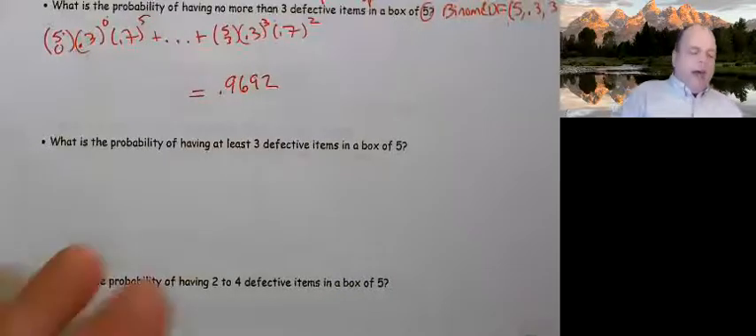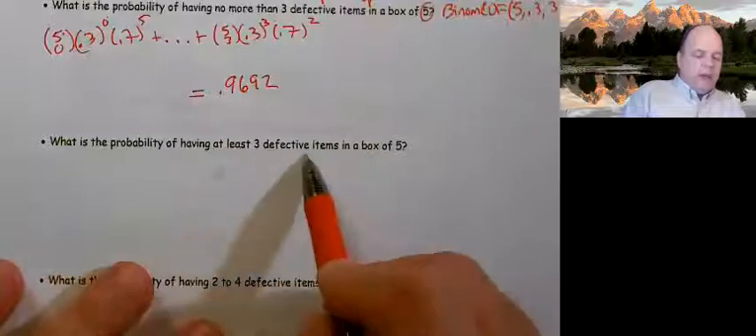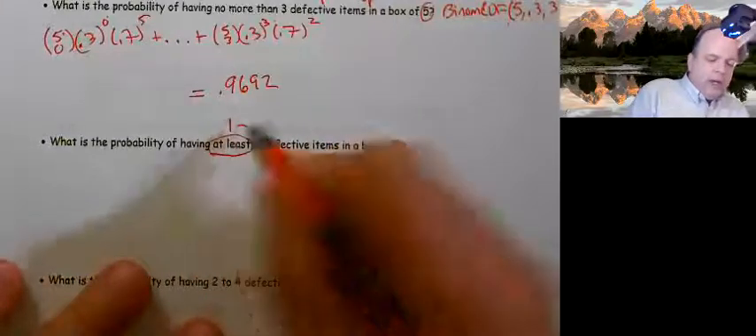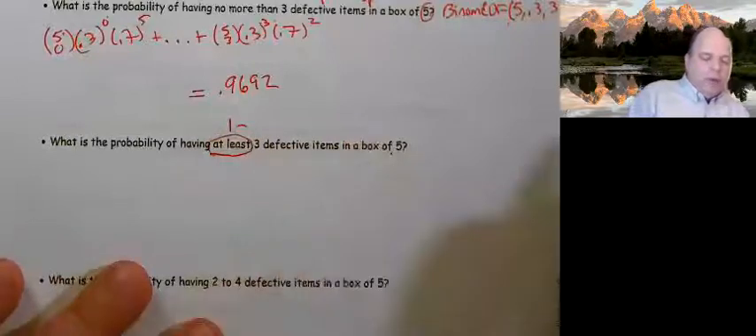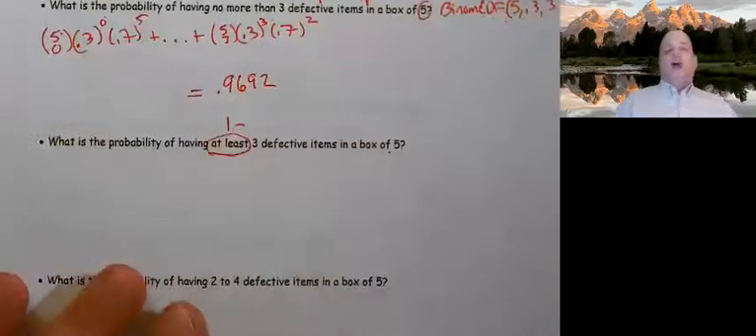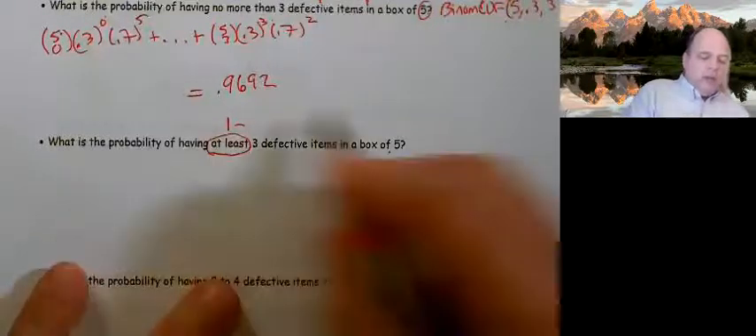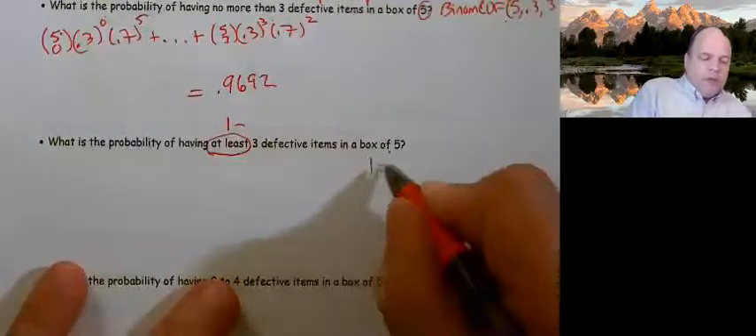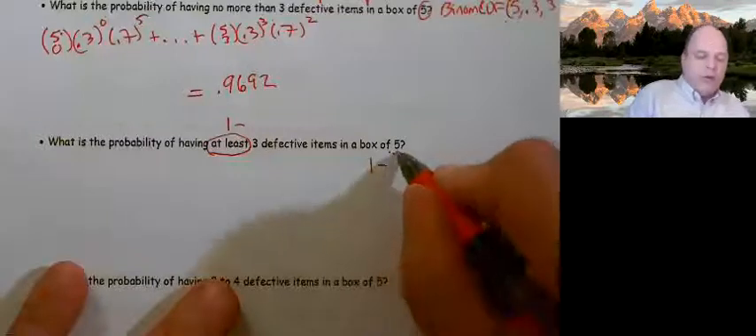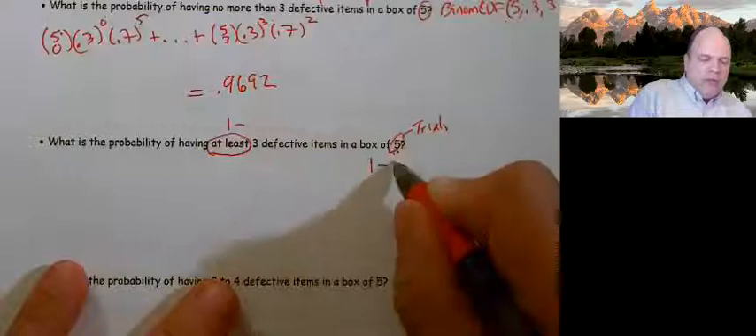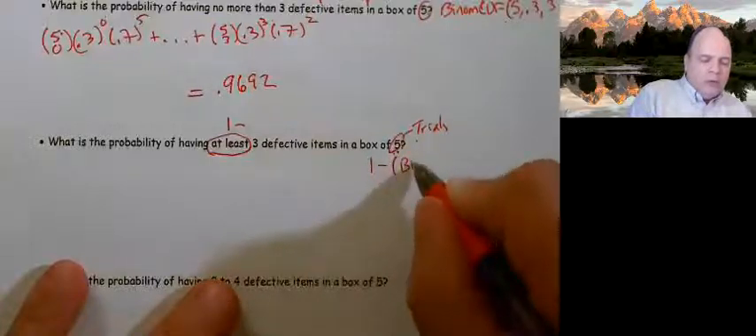What's the probability of having at least 3 defective items? Anytime I see the words at least, I'm thinking 1 minus. We have a box of 5, so we have a specific value, all right? So I'm going to put a 1 minus, and this tells me my number of trials is right here. So 1 minus, because I have trials, I'm going to go binom.